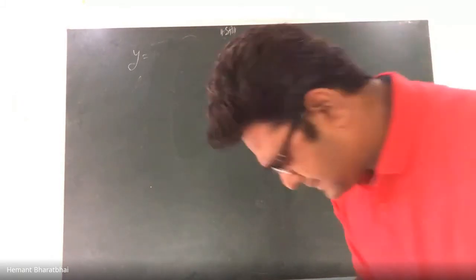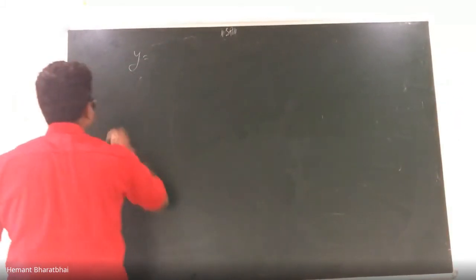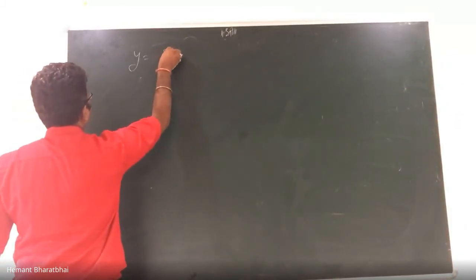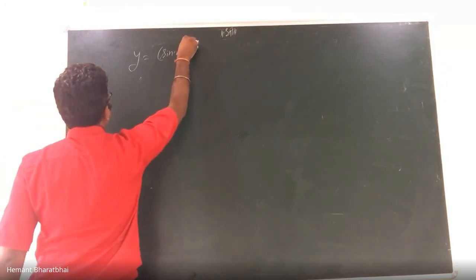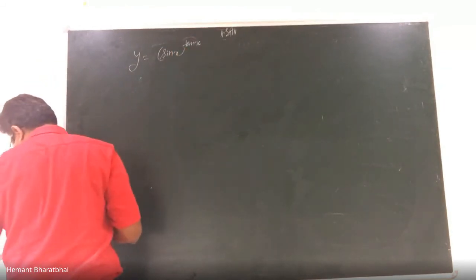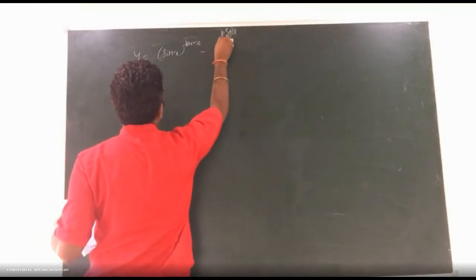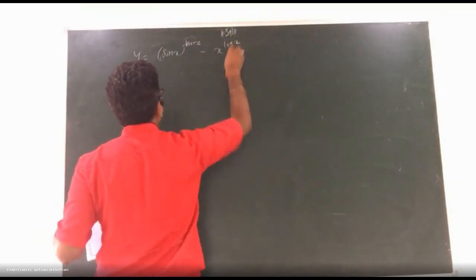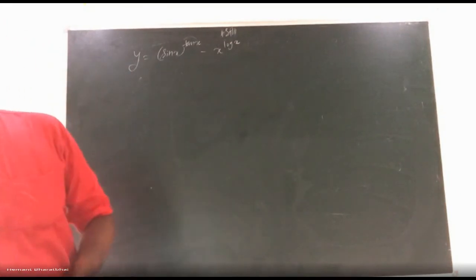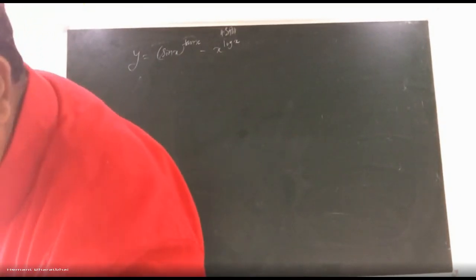So sin x raised to tan of x minus x raised to log x. Again, we know that we don't have any formula for variable raised to variable. Sin x is also variable, tan x is also variable. So we have no other choice other than taking log, but directly we cannot apply the log.